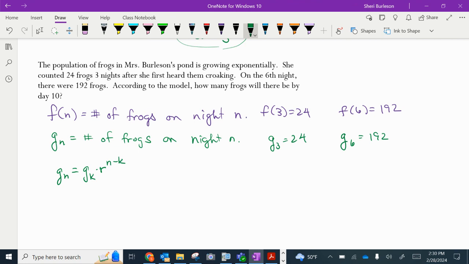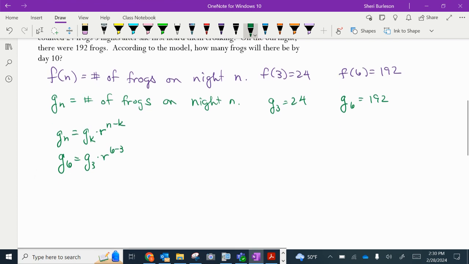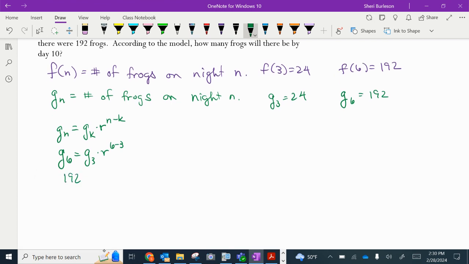So my g sub 6 can be defined in terms of g sub 3 times r to the 6 minus 3, right? So now g sub 6 was 192, g sub 3 was 24 times r cubed, correct? Divide both sides by 24. Is that 8? And so that means that the common ratio is 2.